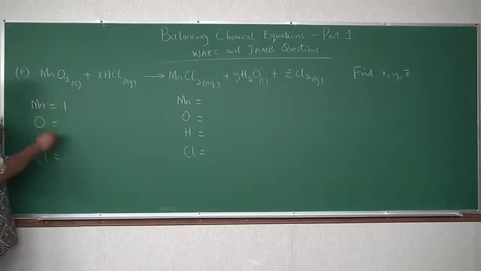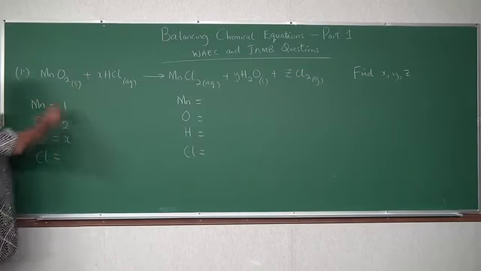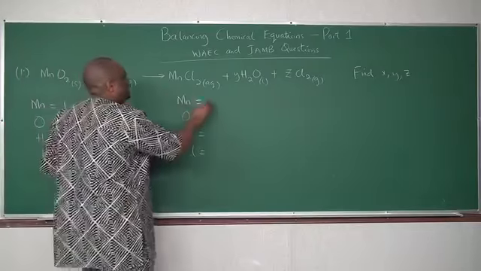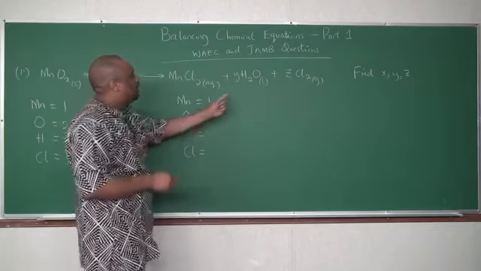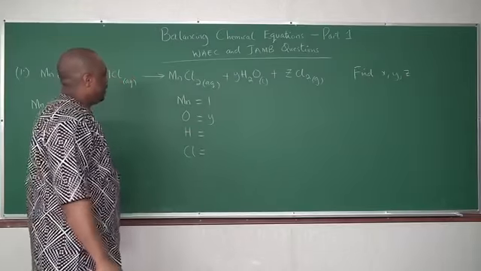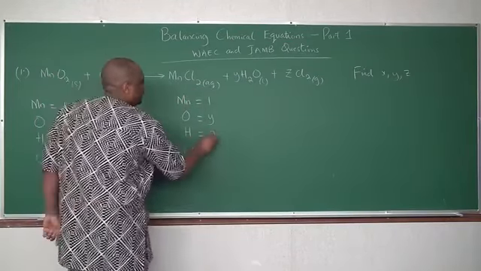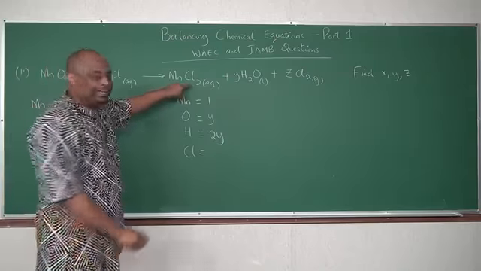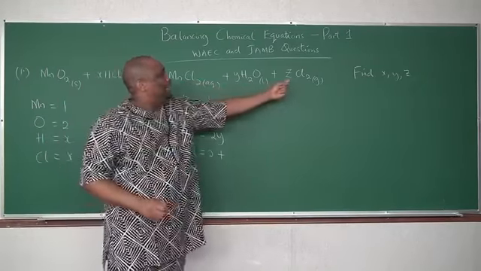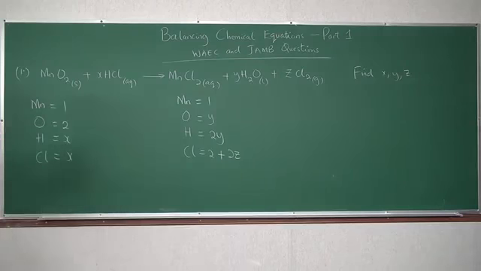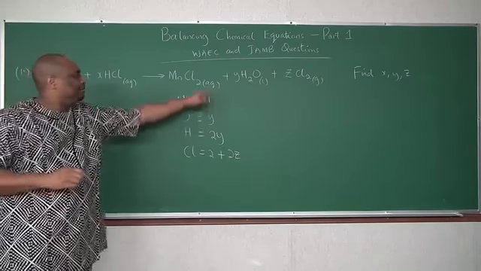So manganese here is 1, oxygen is 2, hydrogen is X, and chlorine is X. Here, manganese is 1. Oxygen here is Y. Hydrogen is 2Y. And then chlorine, you can see from here, chlorine is 2 plus 2Z. You want to be careful when you list this, to make sure you don't skip anything.